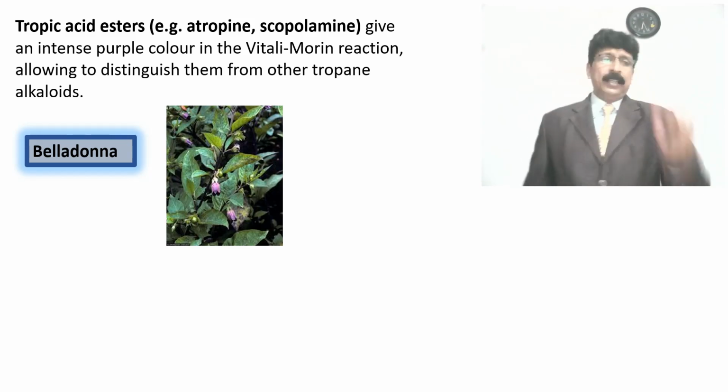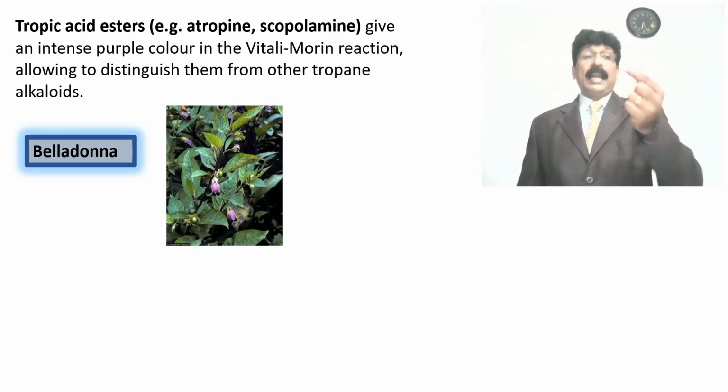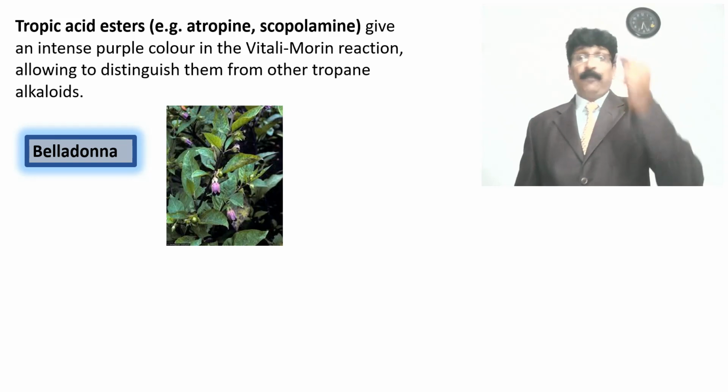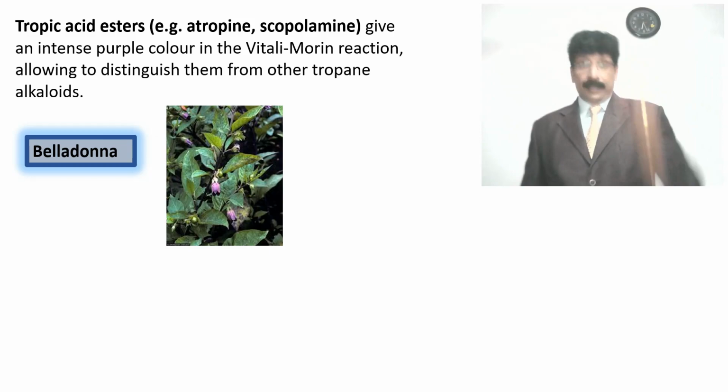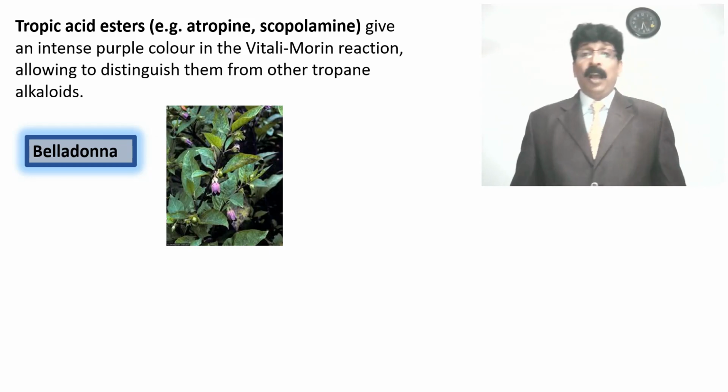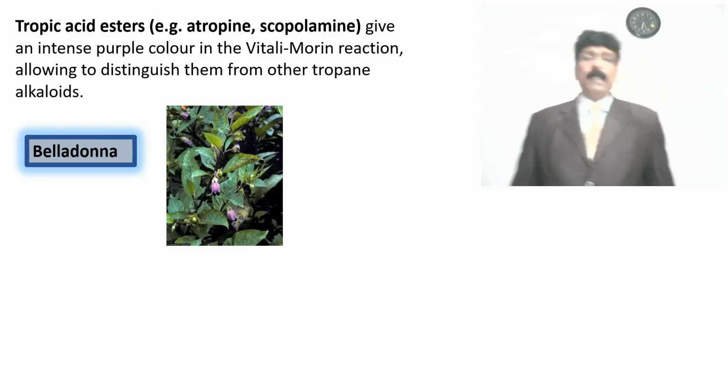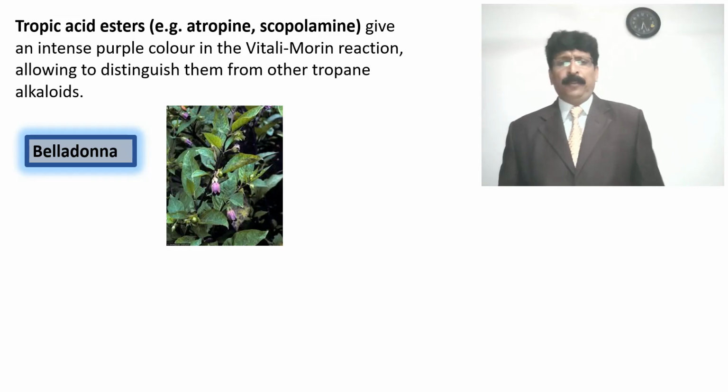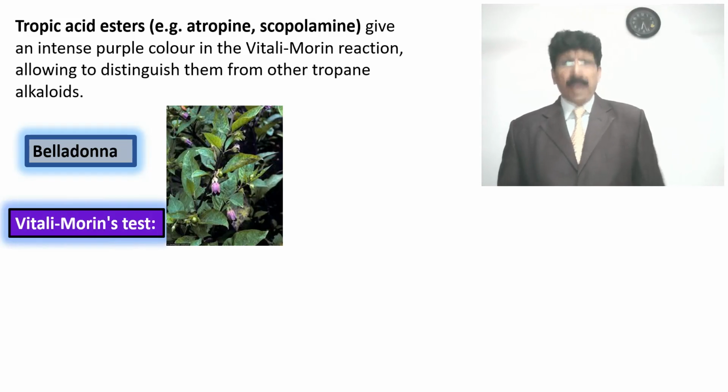Even the extract of the leaf was poured in the eyes to make them dilate. You know very well, it is an anticholinergic drug. It can dilate the pupil and make women look attractive. But now we will go to the test. It is a specific test, the Vitali-Morin test.